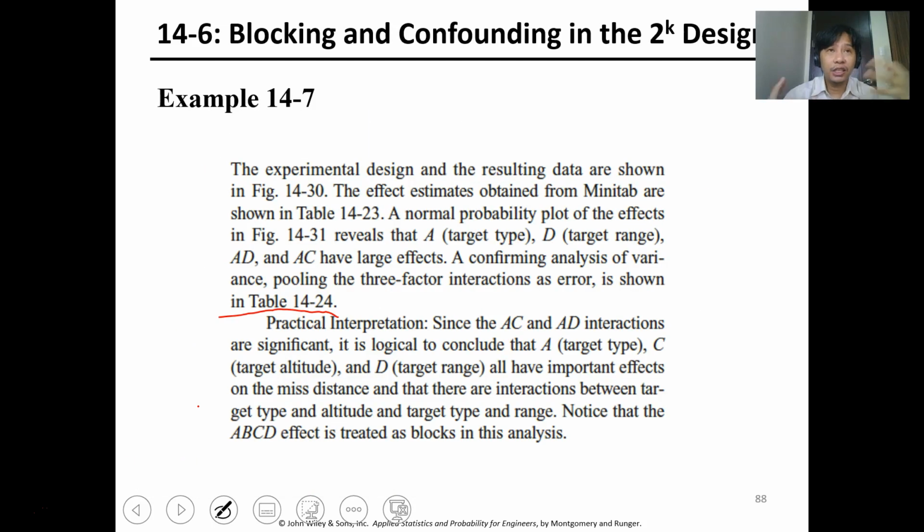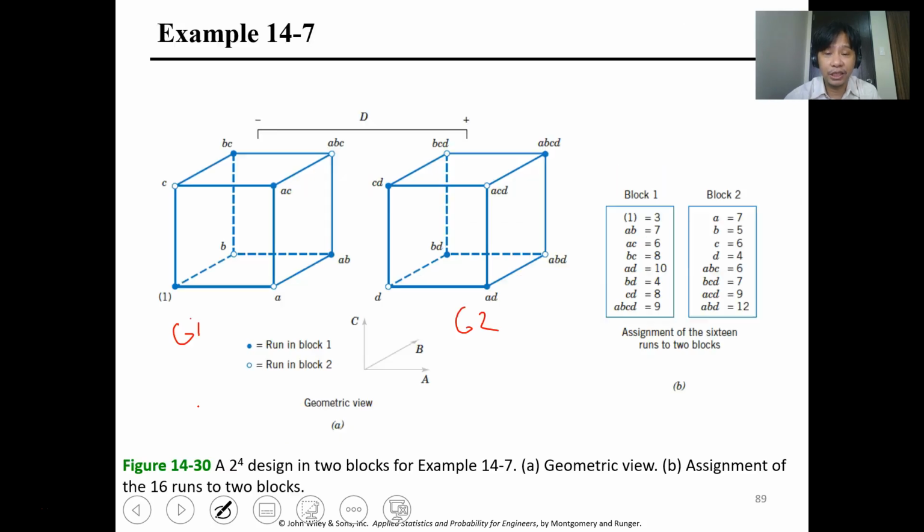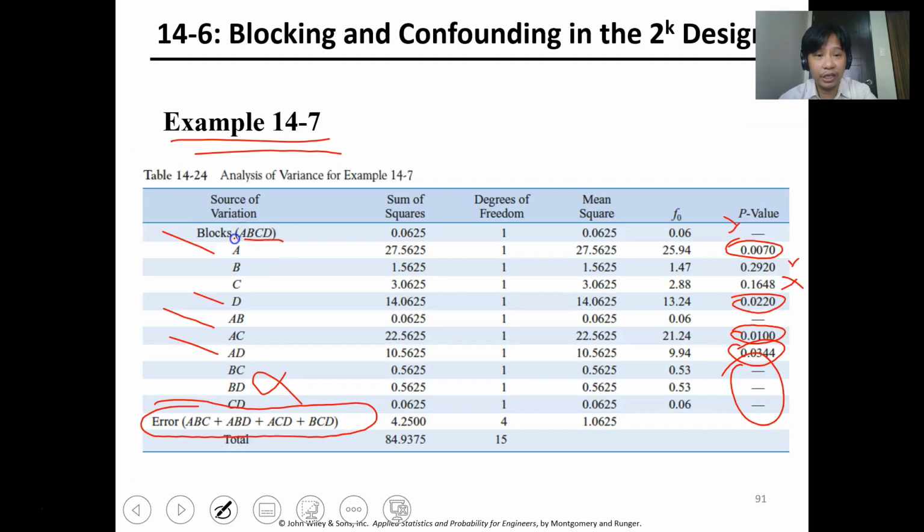Okay, practical interpretation. Since AC and AD interactions are significant, it is logical to conclude that A, target type, C, target altitude, and D, target range all have important effects on the miss distance, and that there are interactions between target type and altitude and between target type and range. Notice that the ABCD effect is treated as a block in this analysis. So, block siya, combined na yung treatment.